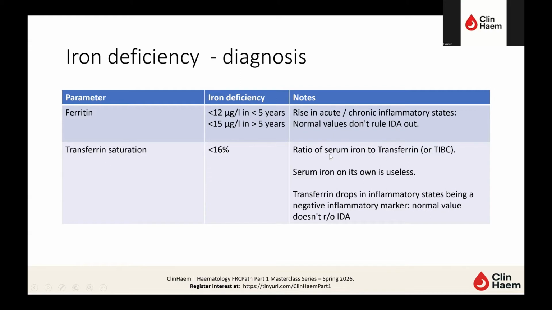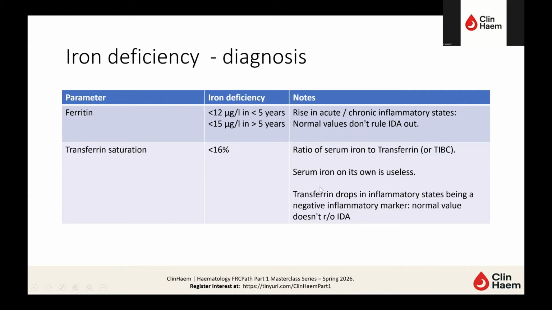It's basically serum iron levels divided by transferrin, which is the transport protein that transports iron in the blood. Or there's another variable, total iron binding capacity, which is basically a measure of how much transferrin there is. So you either use transferrin or TIBC, but this is how you do it: serum iron divided by transferrin or TIBC. And if this is 16% or less, this suggests iron deficiency.